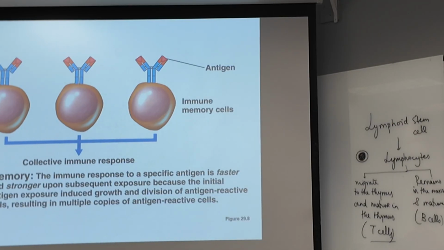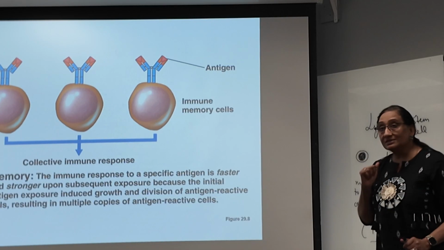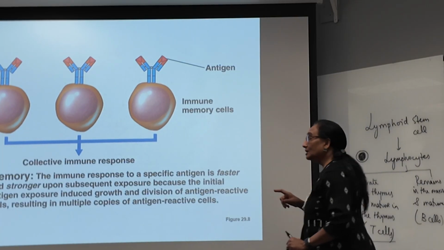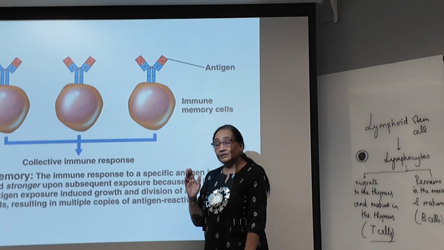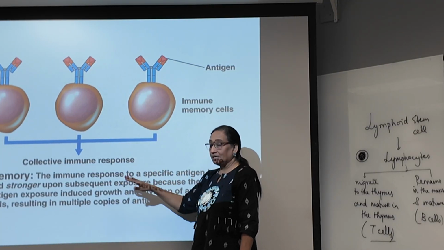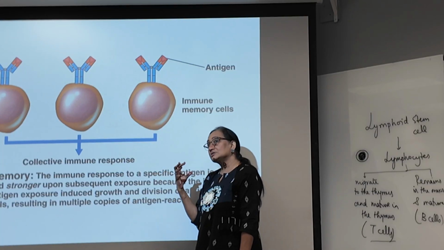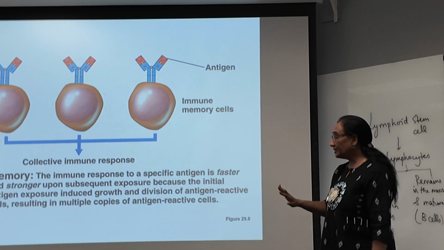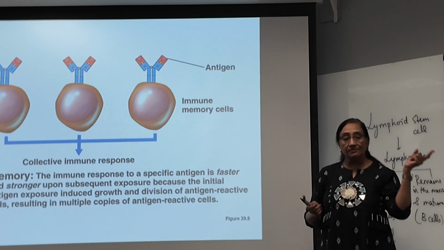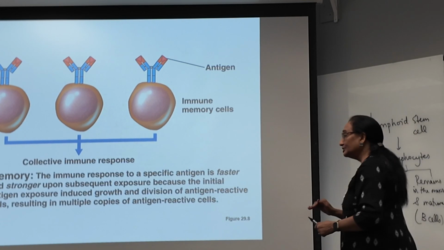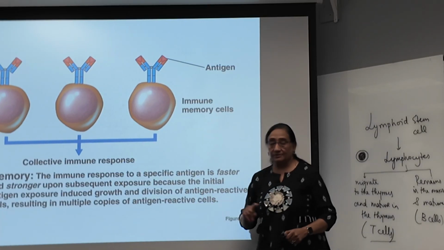Second, memory. Once an attack pattern has been launched against an antigen, that attack pattern will be remembered years later. It will still remember it because adaptive immunity has a memory component. Okay? Which is not the same with inborn immunity. You don't have a memory pattern there. Here you do have a memory.